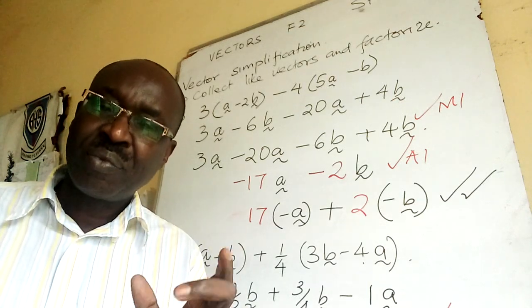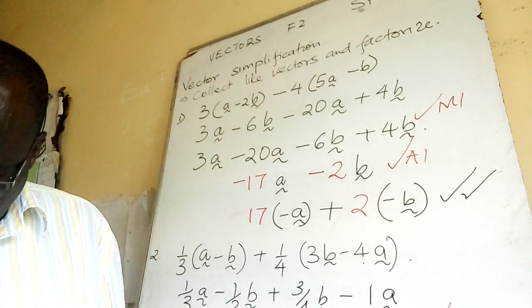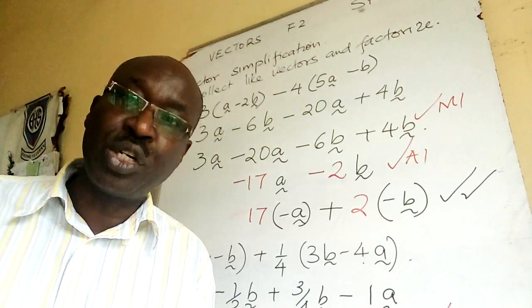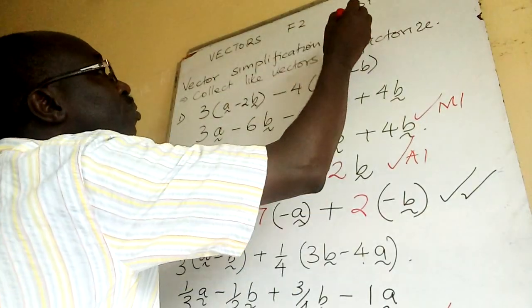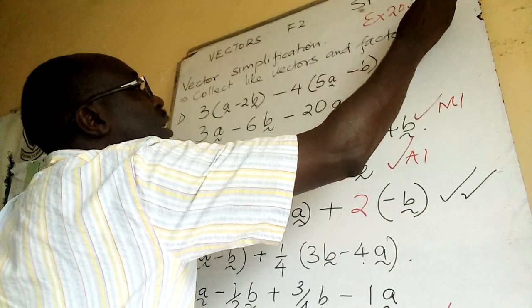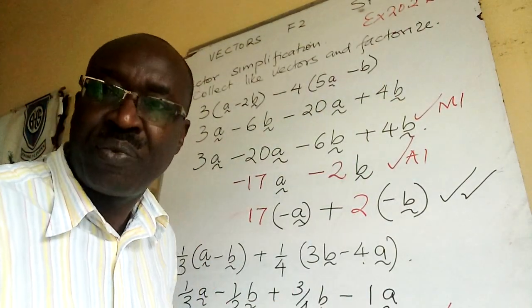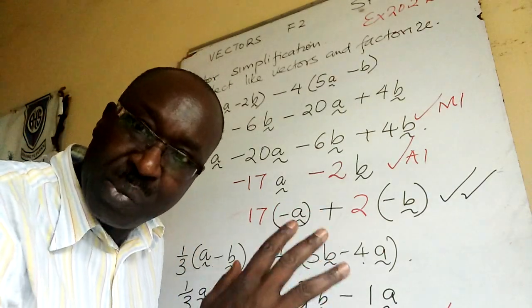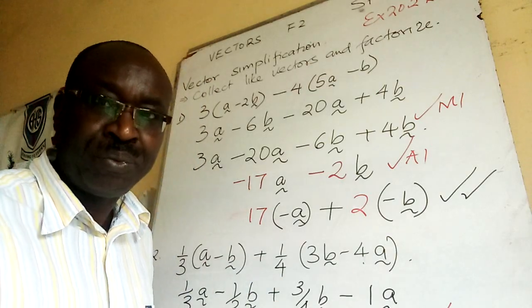Try this exercise. Now I can tell you where you can get this. You can get them in exercise 20.2 KLB. That is just a reference. The issue here is factorization. So get some stuff in any book and see if you can factorize.